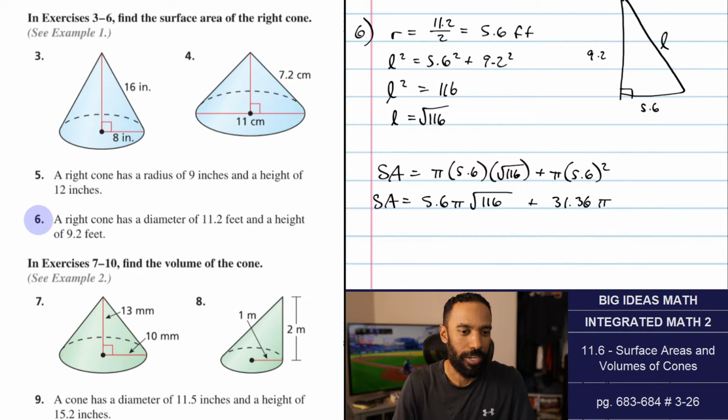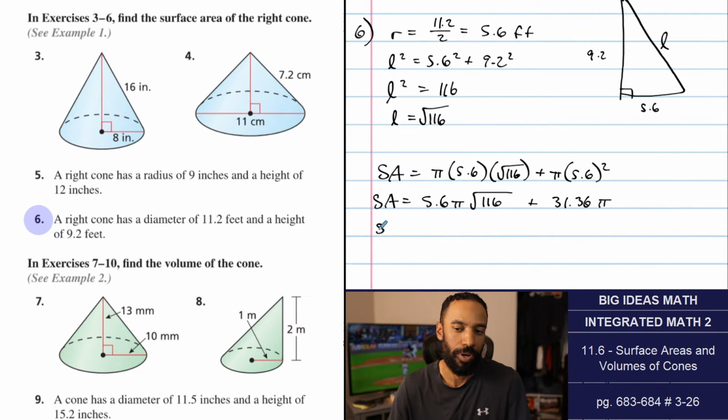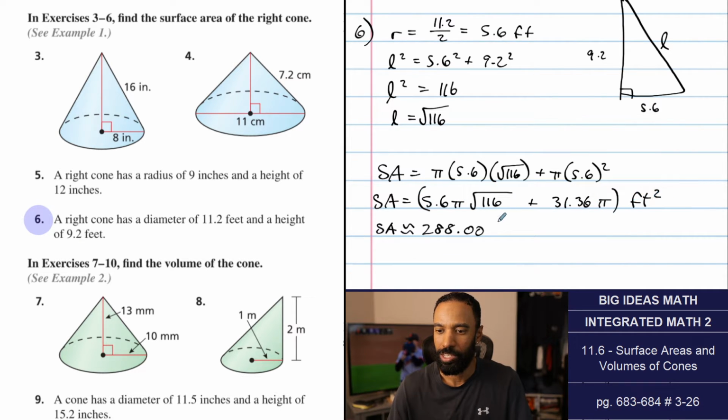So let's see what's going on here. So times pi, that number times pi, plus 5.6. I hope everything's still written correctly. Pi times the square root of 116. Wow. And we get 288.00. I mean, there are other numbers there, but that's the rounding. So maybe this is what they were going for. At least it looks like a pretty clean number overall. So this is in square feet. That is number 6.